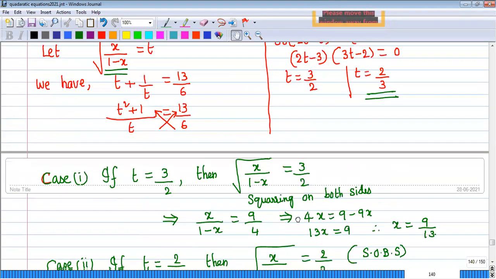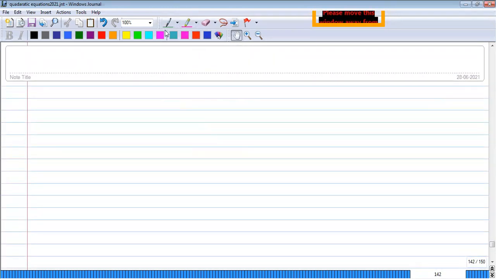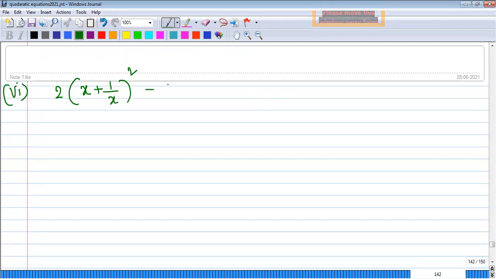Yes, sixth question. 2 times x plus 1 upon x whole square minus 7 times x plus 1 upon x plus 5 is equal to 0, provided x does not equal 0.